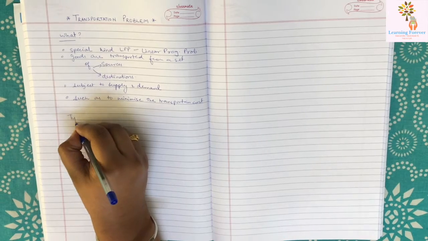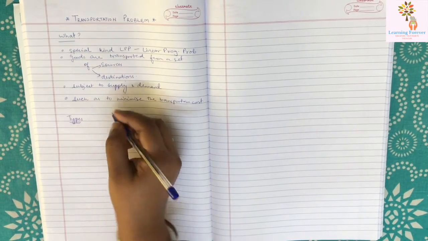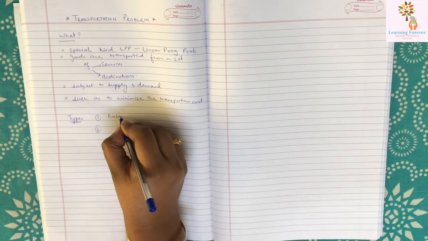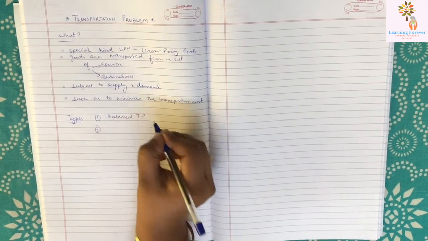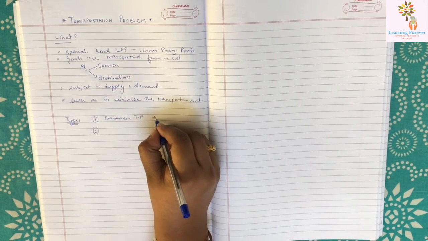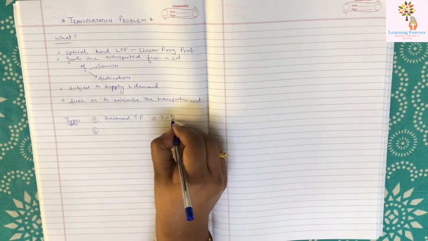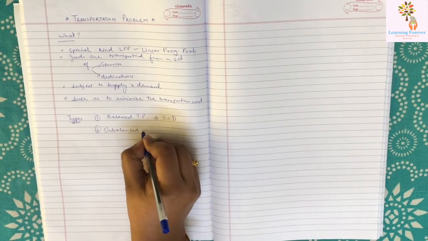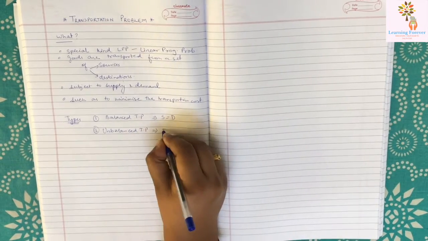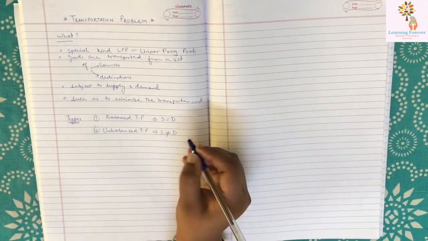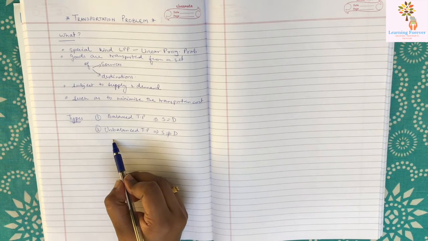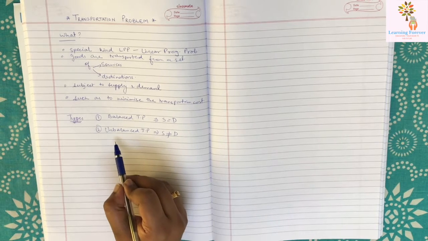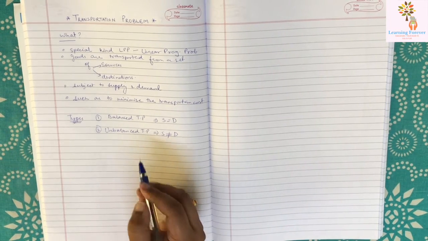So let's now look at the types of transportation problem. In this we have two types. One is the balanced transportation problem. In this, the supply will be equal to the demand. The second type is the unbalanced transportation problem, in which the supply is not equal to the demand. In this type of problem, we will need to add a dummy column or a dummy row to proceed further.